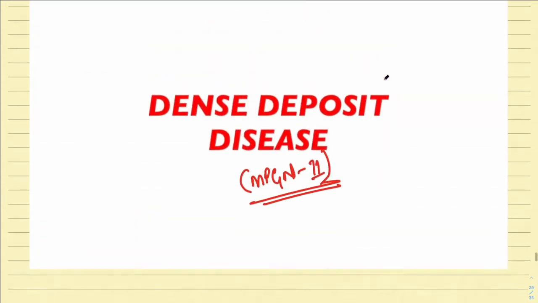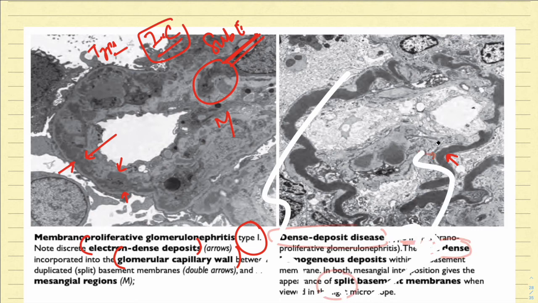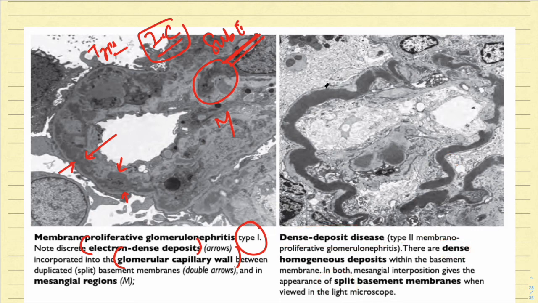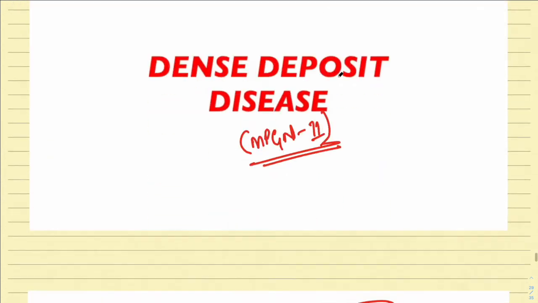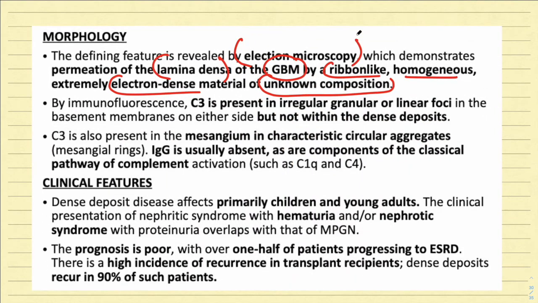See over here, whatever term I have said to you right now. Inside the glomerular basement membrane, there is a permeation into the lamina densa layer by a ribbon-like, electron dense, uniform, homogeneous substance of unknown nature. We don't know what it is made up of. It is not an immune complex deposition. So the nature of this deposition is not known.